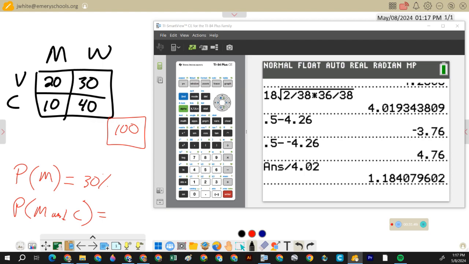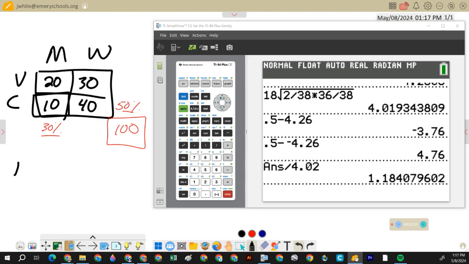What would it be? 10%. So the probability of male is 30%, and the probability of chocolate is 50%. Can I do 50 times 30? No, because they are not independent. Does your preference of ice cream depend on your gender? Yeah, it's pretty obvious that it does. So they are not independent, so you can't multiply. So instead, you just pick that up.